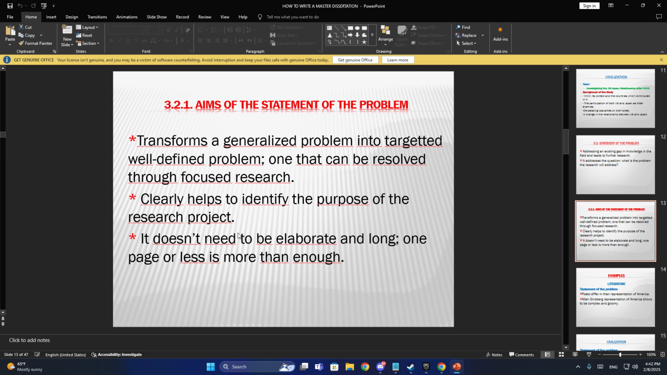Of course, when you identify the question or the gap you are going to fill, here you are determining the purpose of your dissertation. Third, it doesn't need to be elaborate and long, right? Yes, one page or less is more than enough. Here, I remind you that I am talking about master level.